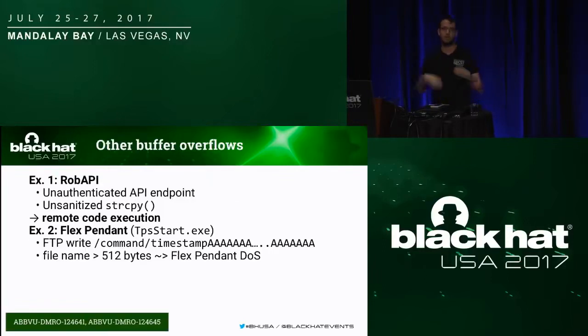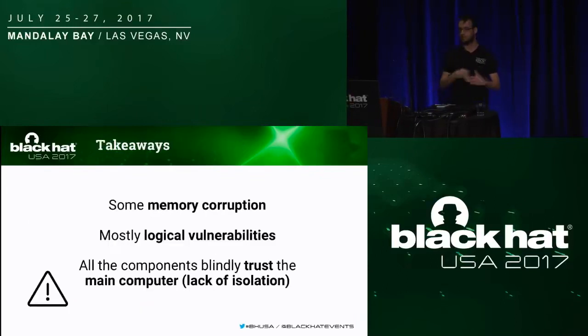This is not the only parsing routine or security-critical routine. We also found stack corruption vulnerabilities in other points. One is in the parsing of the Rob API protocol. There is an unsanitized string copy from a parameter of the protocol to the stack. And also in this case, we can have remote code execution. Or also in the boot of the FlexPendant. In the code that manages the boot of the FlexPendant, there is still another buffer overflow that will allow us to perform a denial of service, for instance. So this is just a subset of the vulnerabilities that we found.